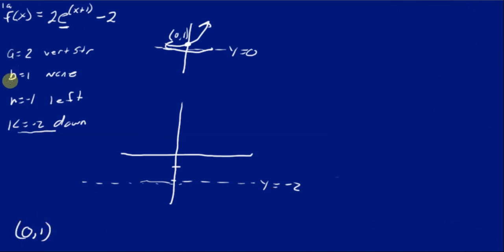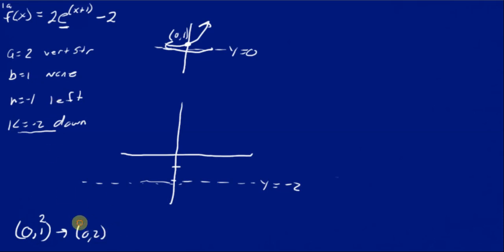I'm just going to run it through these 4 transformations. A, no matter what A is, it always gets multiplied by y. So I'm going to times this guy by 2, and that gives me 0, 2. That's my vertical stretch. B is 1, so it does nothing. I multiply x by 1 for B. It always gets multiplied by x.